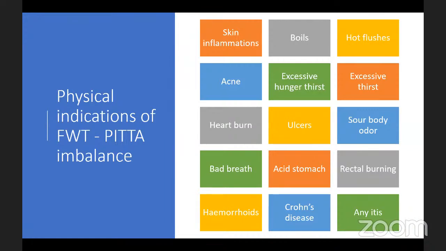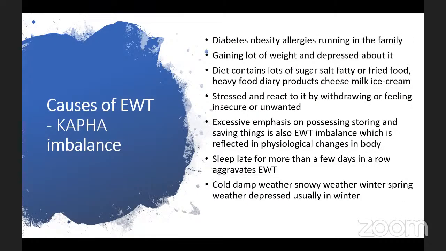Then kapha disturbance, kapha imbalance, earth, water. So the reasons for this kapha disturbance are diabetes, obesity, allergies, gaining a lot of weight and getting depressed about it, eating food which has a lot of sugar, salt, fatty or fried food, heavy food, dairy products, cheese, milk, ice cream. And if they are stressed and they react to it by withdrawing or feeling insecure or unwanted, excessive emphasis on possessing, storing, and saving things is also kapha imbalance, which will be reflected in physiological changes in the body.